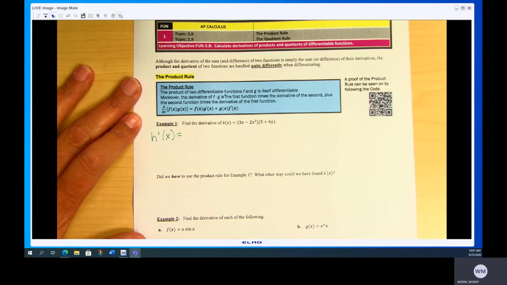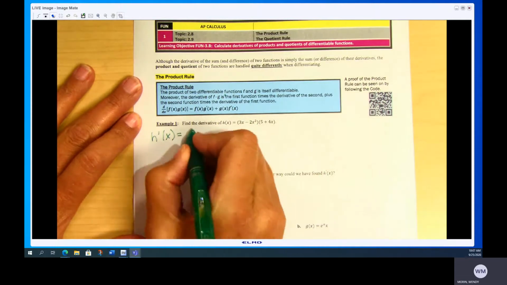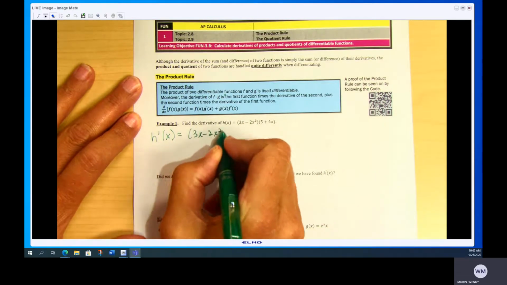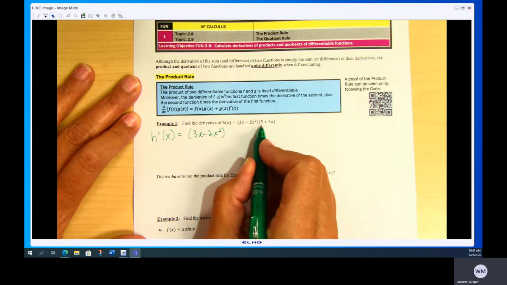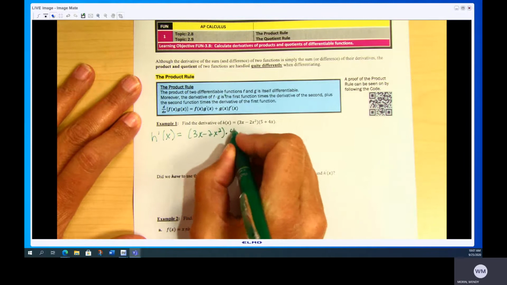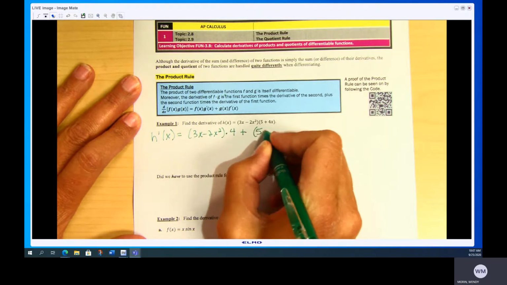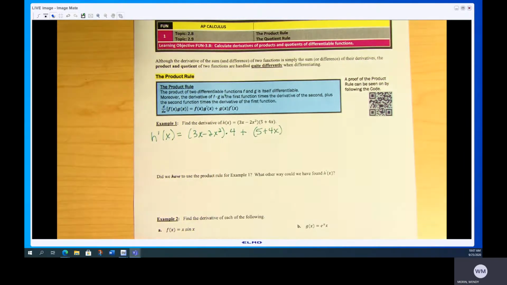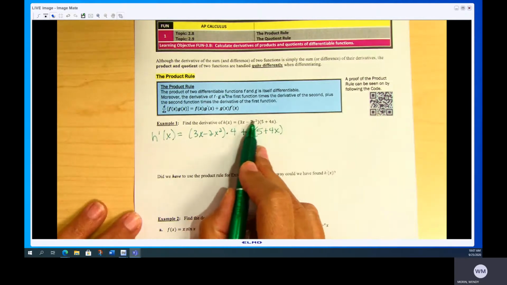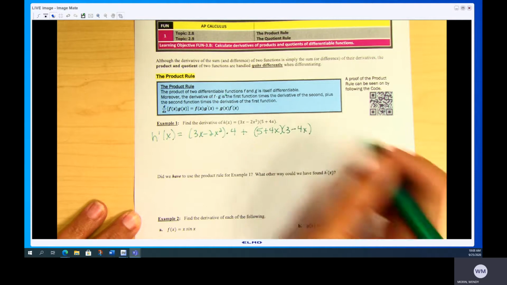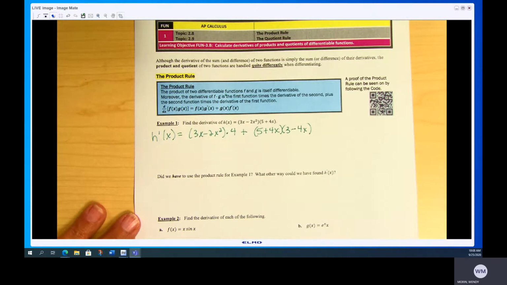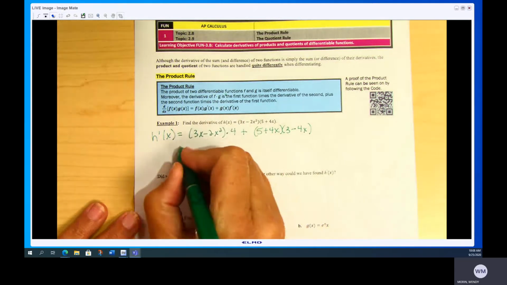Okay, so here we go, the product rule. The first times the derivative of the second plus the second times the derivative of the first. And that's the product rule. That's the calculus. The rest is algebra. Now we have to simplify.